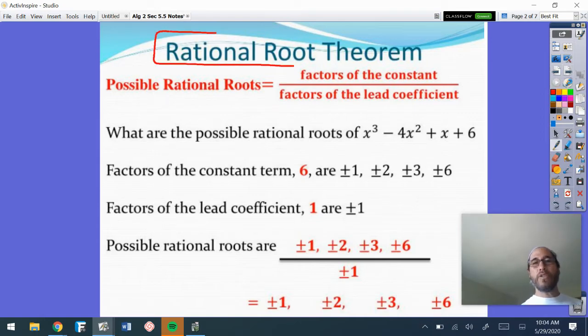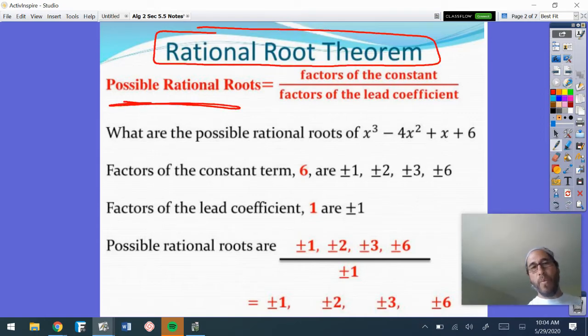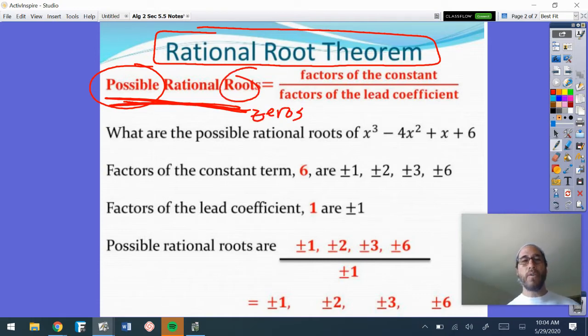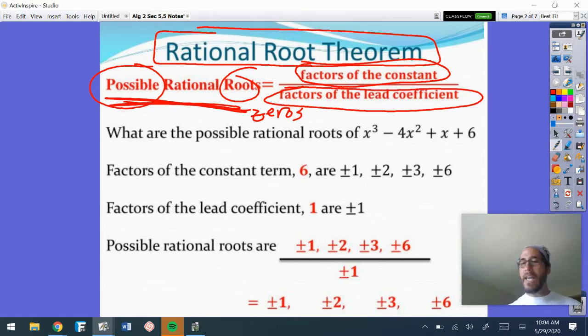All right, the rational root theorem means we want to find the possible, that's important, the possible rational roots. Now roots is really the same thing as saying zeros or solutions. So we want to find the roots, the zeros, the solutions of a rational function. In order to do that, we're going to list the factors of the constant up above in the numerator, and the factors of the lead coefficient in the denominator. Well, what would that mean?